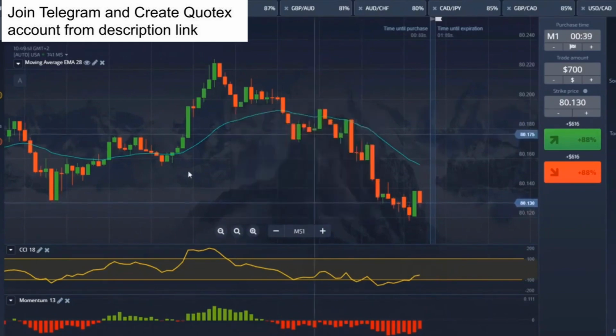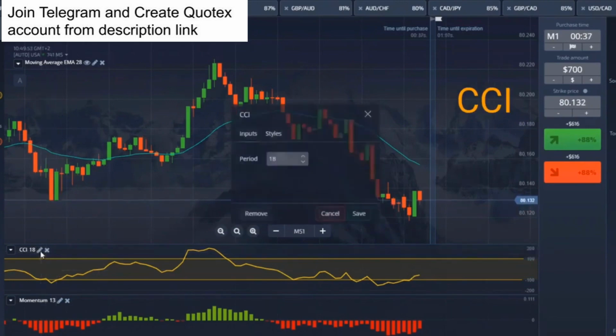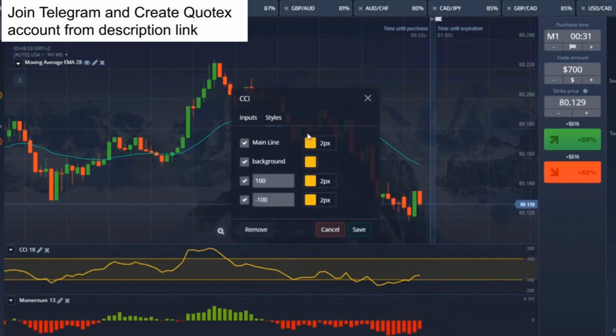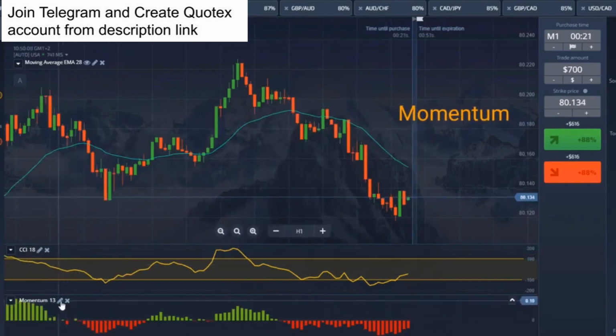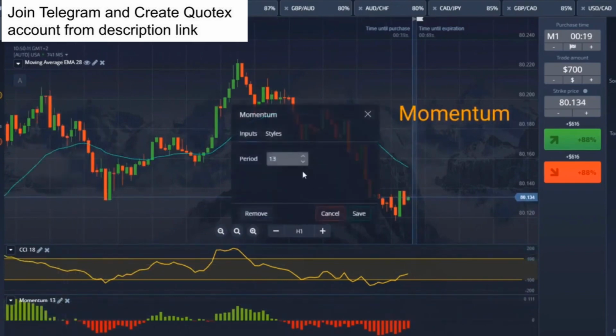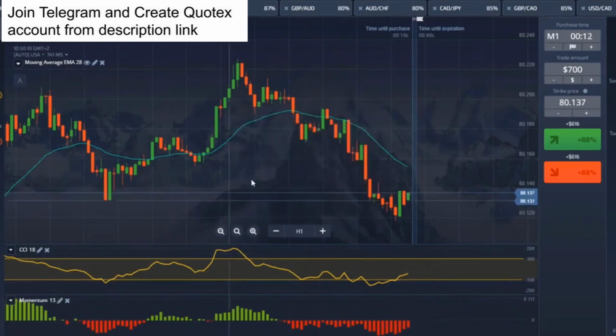The second one is called CCI with a period of 18. This is the only thing that you need to change, unless you want to change the style like what I did here. I actually ticked the lines here with 2 figs there, right? The last indicator I use is called momentum, and this is the setting. The period over here too is 13, and that's pretty much it. Alright, so it's a very simple setup.